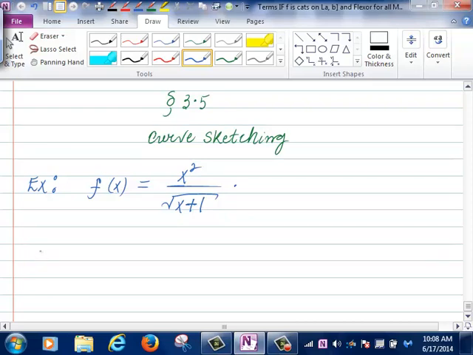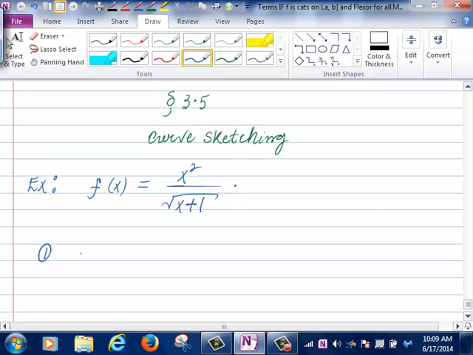So the very first step would be to determine what's the domain of this function. Okay, so can somebody tell me what is the domain of this function? Yeah.